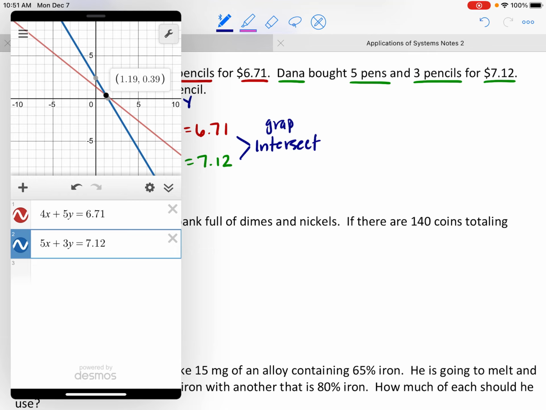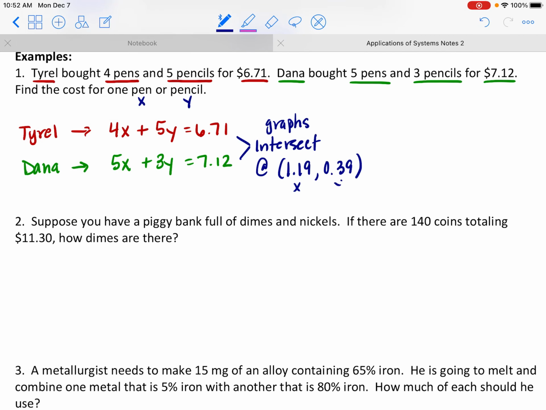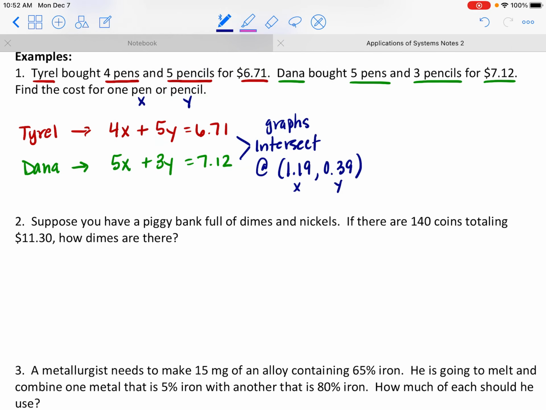Let's put graphs so you know for later, right? Graphs intersect at 1.19 and 0.39. And remember, this is x and this is y. So that means that one pen, that was x's, cost $1.19, and one pencil cost 39 cents.